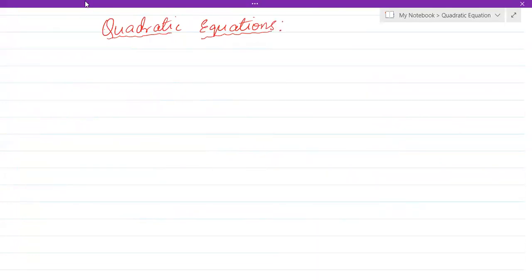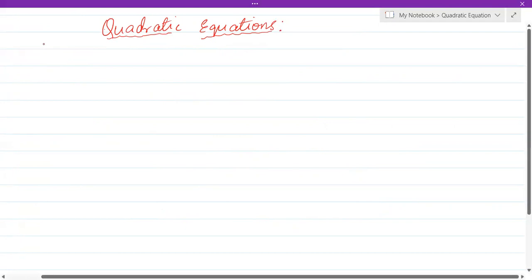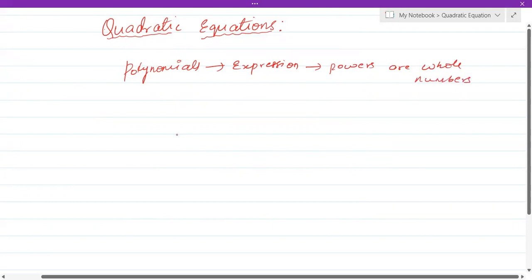So it is an expression, okay, or an equation of the form, or you can also say quadratic equation is a polynomial, quadratic polynomial equated to 0. Okay, what is a polynomial? We'll be discussing polynomials also. There is a chapter polynomials itself. What is a polynomial? It is an expression in which the powers are whole numbers. The powers are only whole numbers. That is, you cannot have negative, you cannot have fractions.